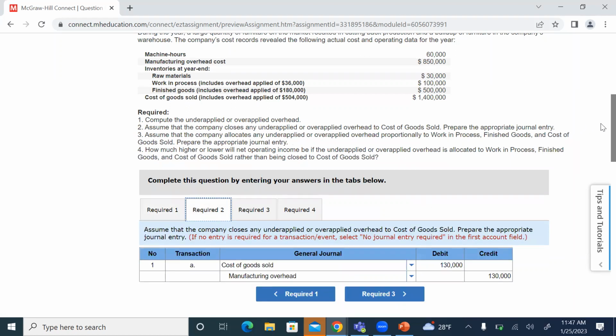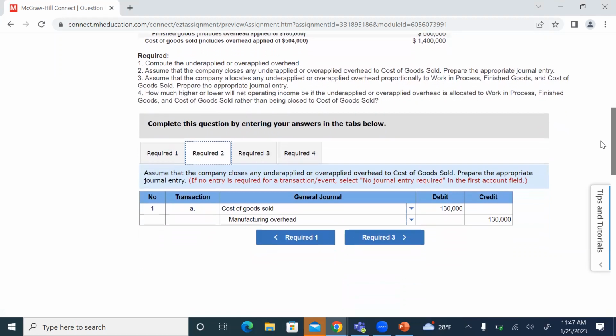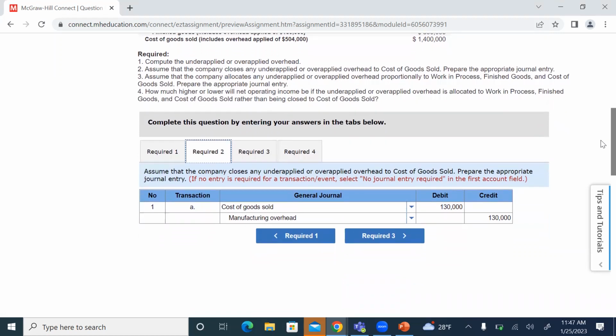Next, what do we do about that underapplied? We've got to increase our cost of goods sold by 130,000, and we credit our manufacturing overhead to show that underapplied figure.